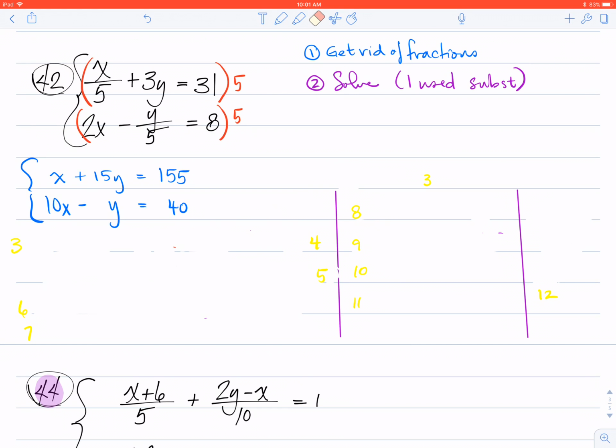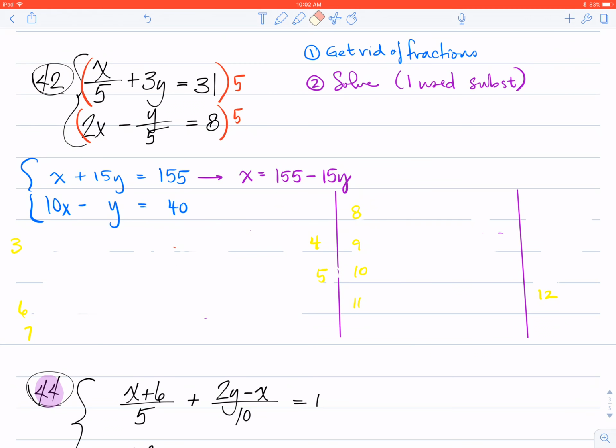Now, since I used substitution on this one, what I did was I took my first equation and I got x alone. So the next thing you'll see here is that I subtracted 15y on both sides to get my x alone. Again, elimination would have been fine to do on this one. I just happened to choose substitution.